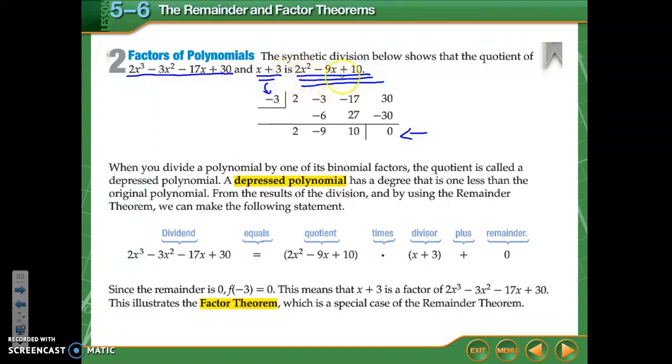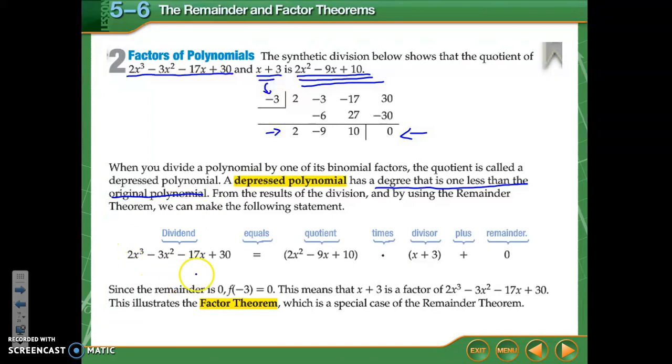So this polynomial that I got as my answer that came from these coefficients is called the depressed polynomial. Why? Because the original degree was 3. My new degree is now 2, so the degree went down, it was depressed by 1. It has a degree that is 1 less than the original polynomial. That's called a depressed polynomial.